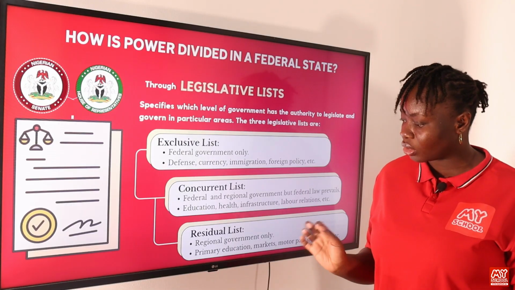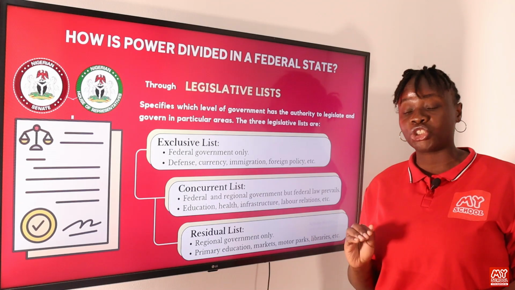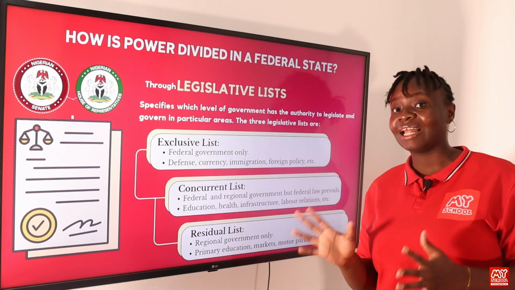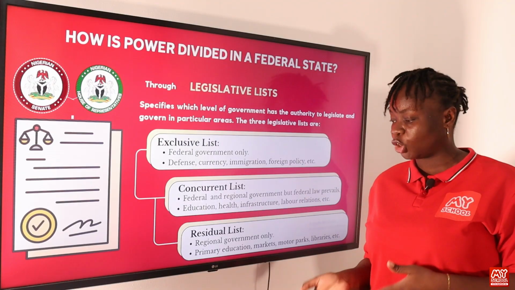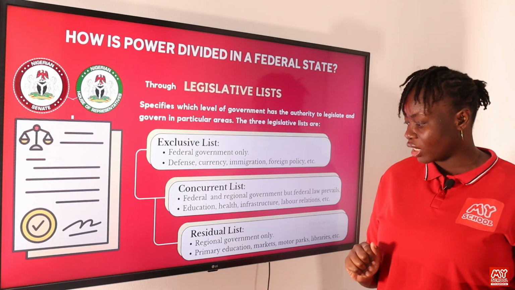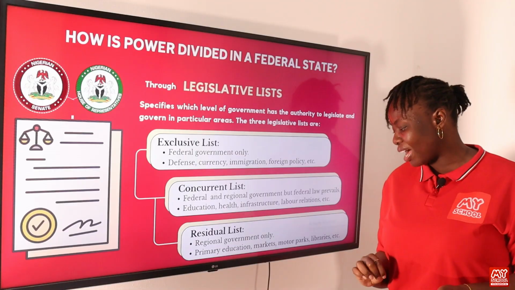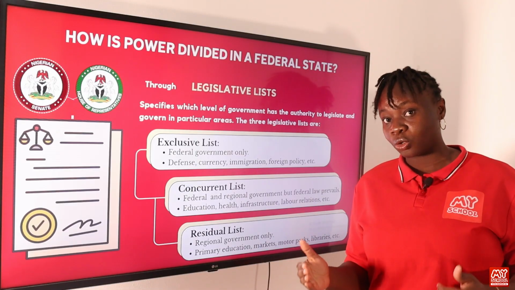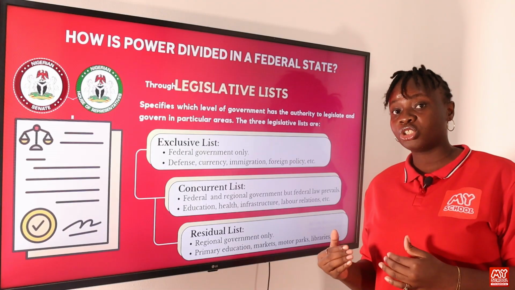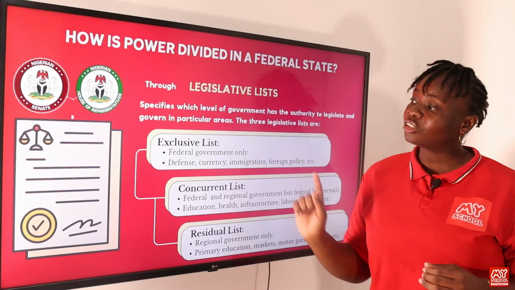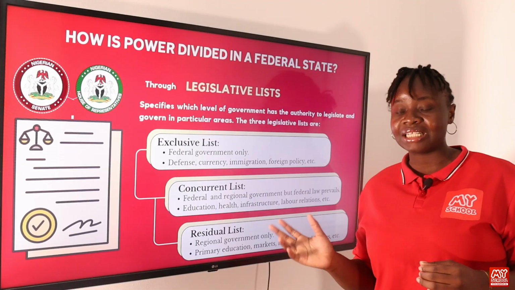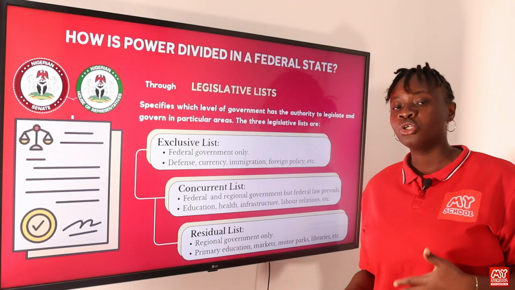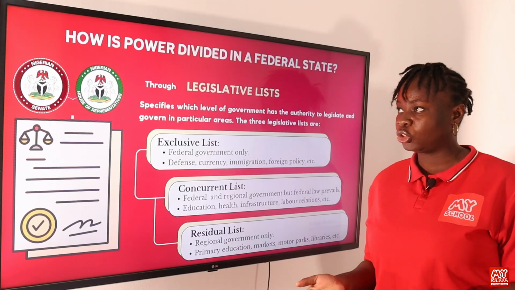We have the residual list that is restricted to the regional governments only. That means it is only the state and local governments that are allowed to legislate on these issues. They include primary education, markets, motor parks, libraries, and so on. The residual list is not actually stipulated in the Constitution. What is stated in the Constitution is that anything that is not in the exclusive or concurrent list is in the residual list, and it's only the state government that is allowed to make laws on such issues.